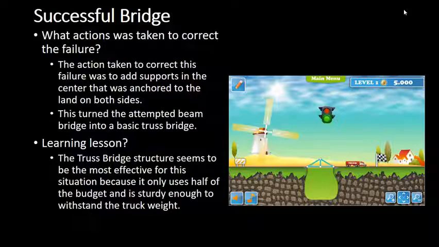Since the first bridge failed, I adjusted my design to fix the weak points. The action taken to correct this failure was to add supports in the center that were anchored to the land on both sides, as can be seen in the picture on the right. This turned the attempted beam bridge into a basic truss bridge that allowed the truck to pass safely.